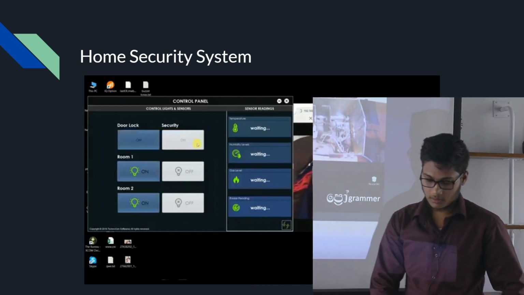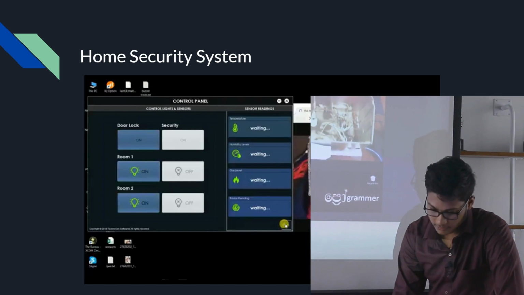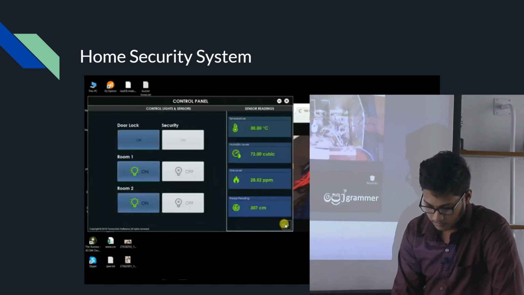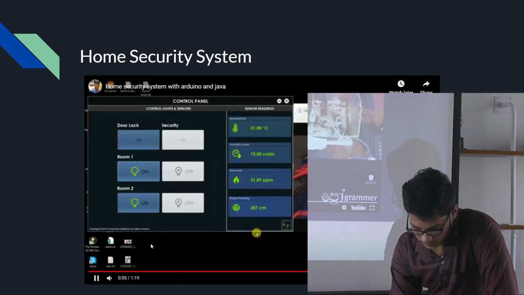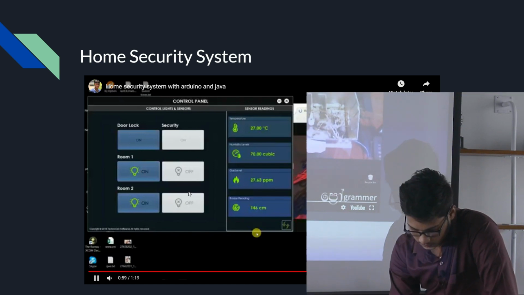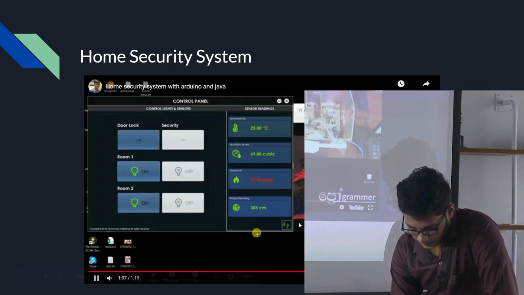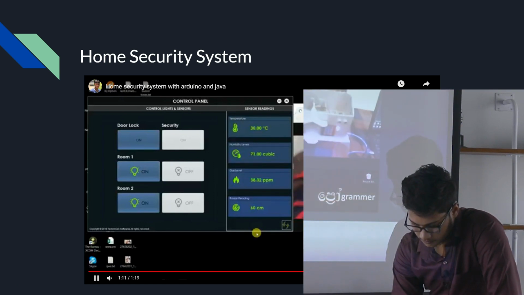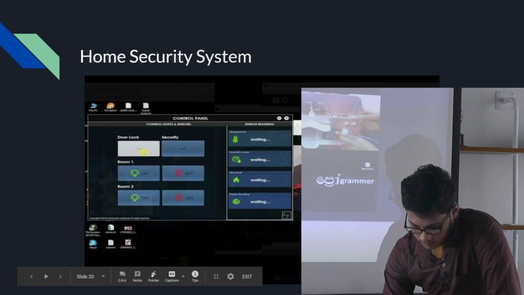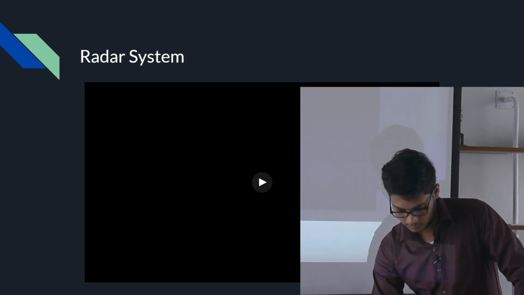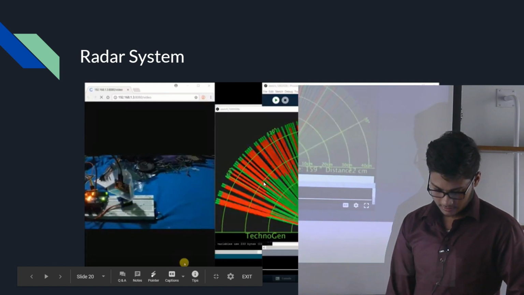And there are 4 sensors. First one is temperature sensor, humidity sensor, gas sensor, and ultrasonic sensor. We can see the values of those sensors. This one is a simple radar system. We can detect the objects in front of this system.